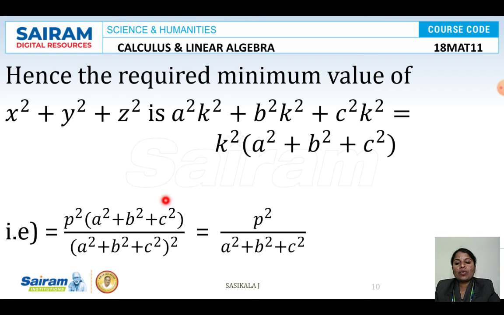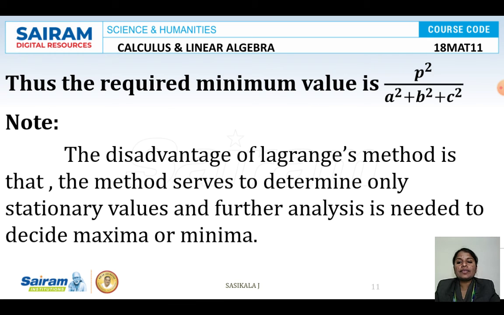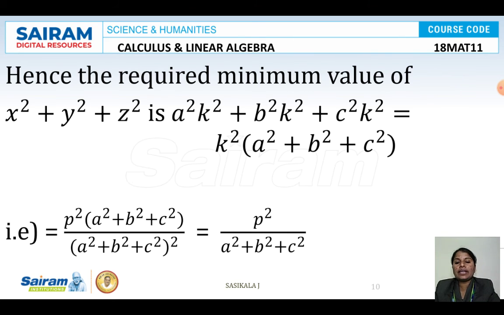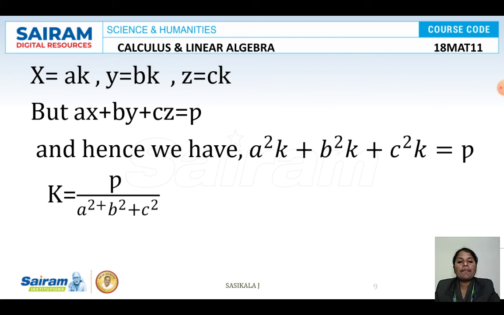As I told already, you can just add it, it will become a squared plus b squared plus c squared, one term will get cancelled, and you will get p squared by a squared plus b squared plus c squared. So that is the required minimum value. What we have done is, from here you get this k value to be replaced in this equation, and you will get the x, y, z values.